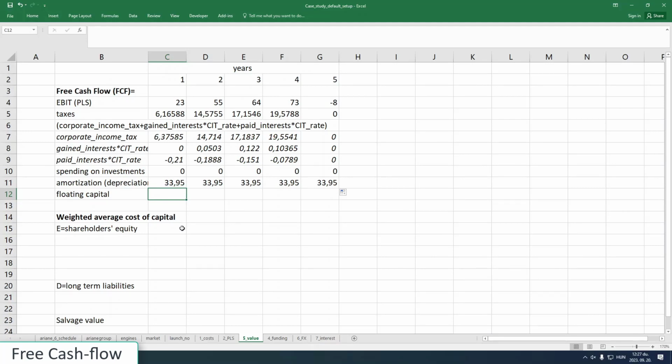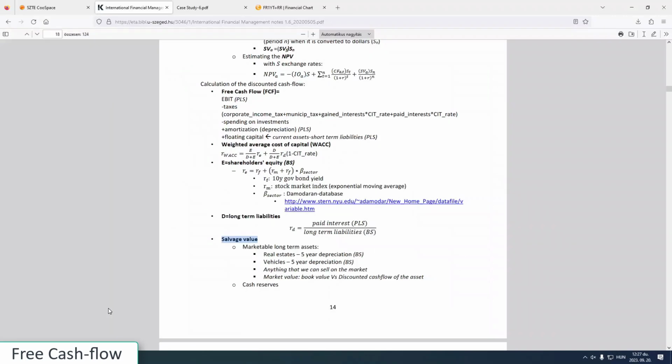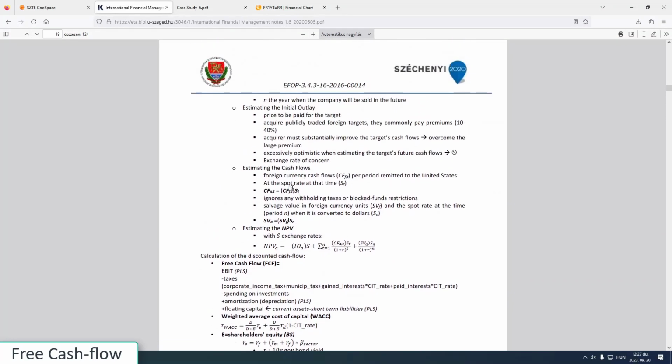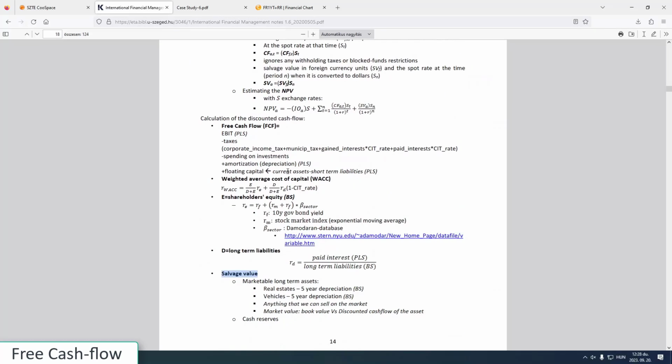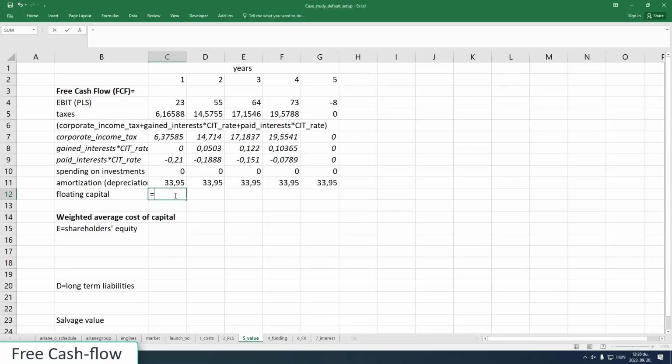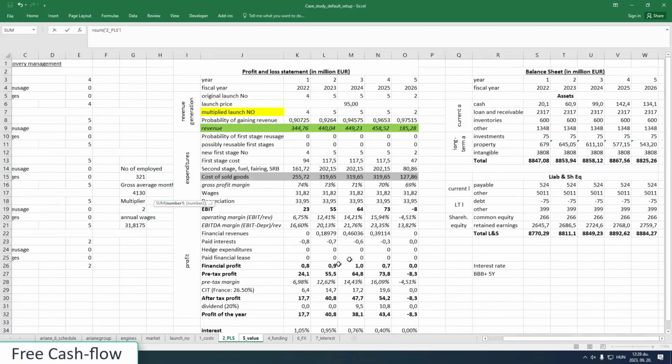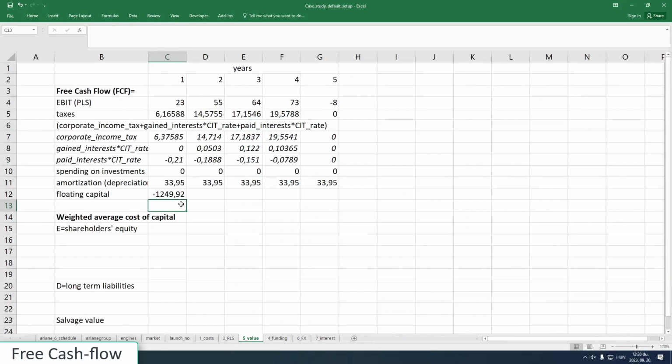So floating capital. Yeah, this is the tricky part because floating capital can be approximated by the difference between the current assets and the current or short-term liabilities. So practically we can see the sum of current assets minus the sum of short-term liabilities, and this is where we can create huge problems.